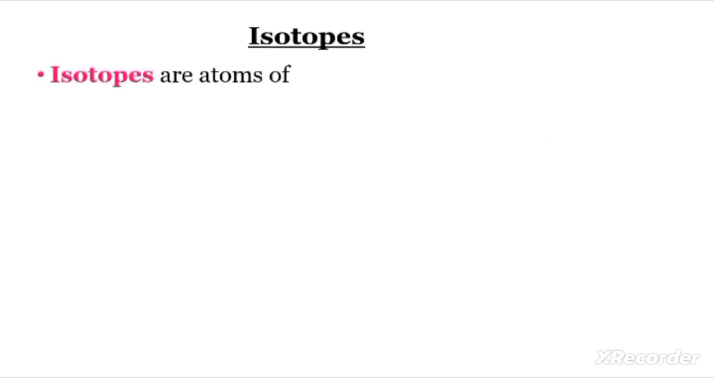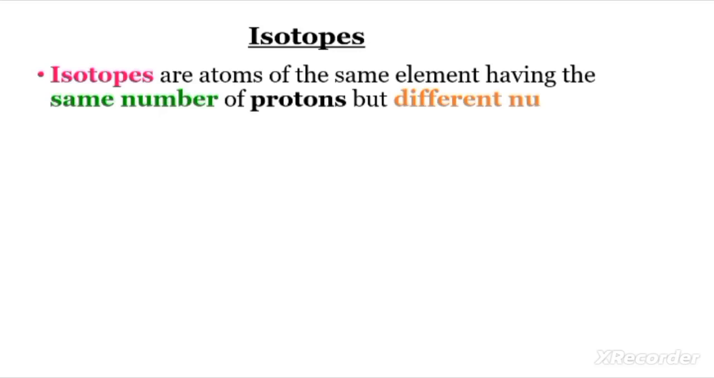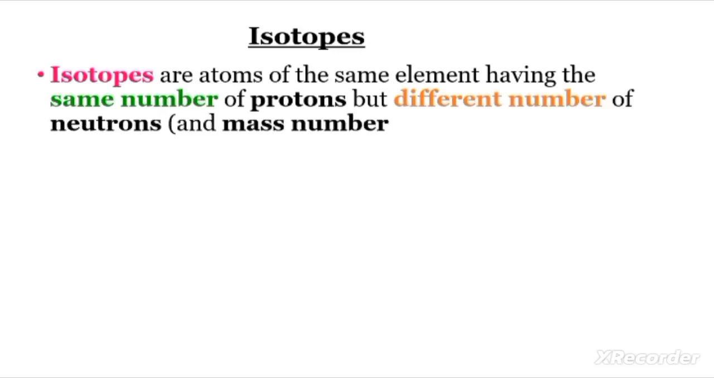Isotopes are atoms of the same element having the same number of protons but a different number of neutrons, or a different mass number. An isotope is an atom of the same element having the same number of protons but a different number of neutrons and mass number. Okay, so we have an example here.